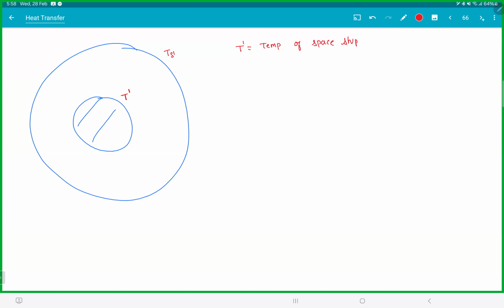Temperature of the shell is T shell. Now see what is happening here. From inside, you are getting power P. And how much are you getting from the shell?